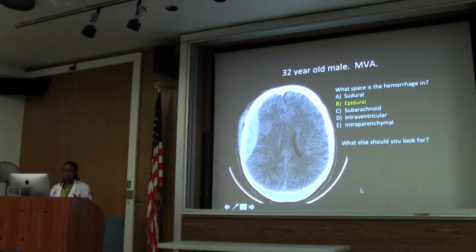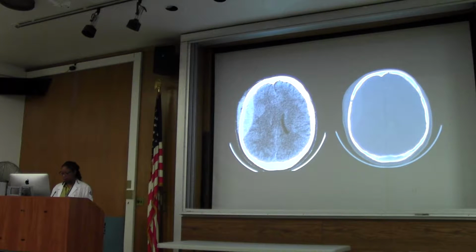And what is the next thing that you should look for if you see an epidural hematoma? You should look for a skull fracture, right? You can see it right here at the bone windows, because about 95% of these hematomas have an association with a skull fracture. So when you see blood in the brain in a patient with a history of trauma, the next thing we do is really scrutinize the bone windows to look for that associated fracture.